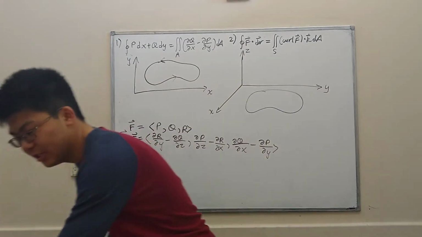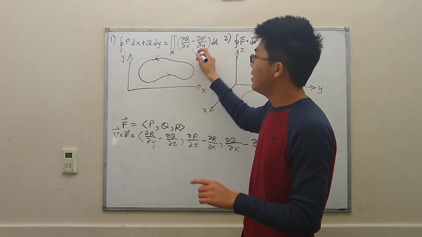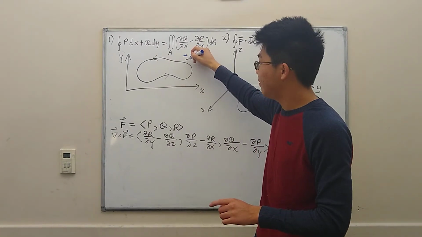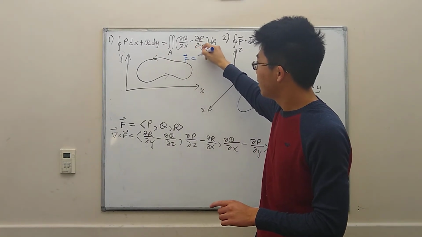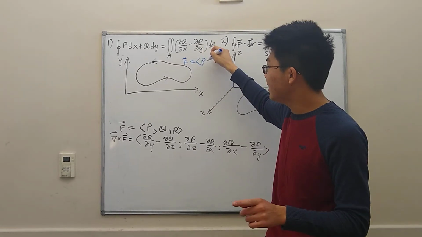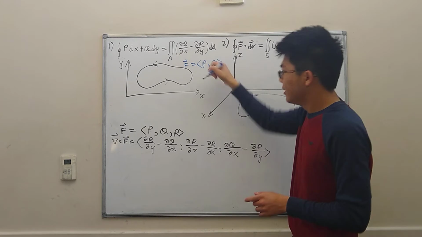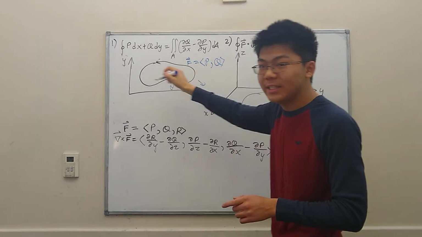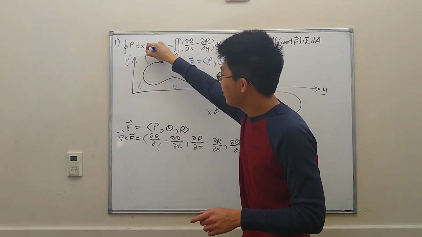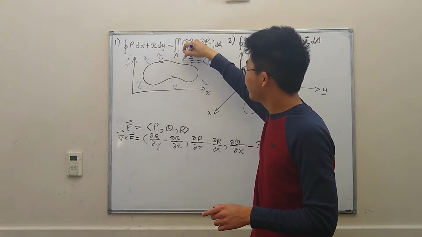So, just to clarify, in this case, our vector field F is P for the x and Q for the y. So this could be our vector field pointing in every random direction right here.